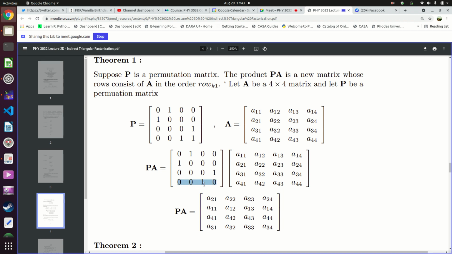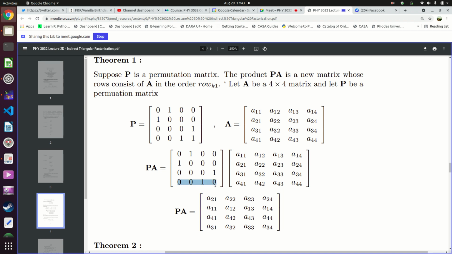So this one, what is going to happen here is that whatever was the third row is now going to become the fourth row. So this one, 0, 0, 1, 0, you multiply by this, so this guy is multiplied by 0, this is multiplied by 0, this is multiplied by 1, this is multiplied by 0, so you end up with A31.